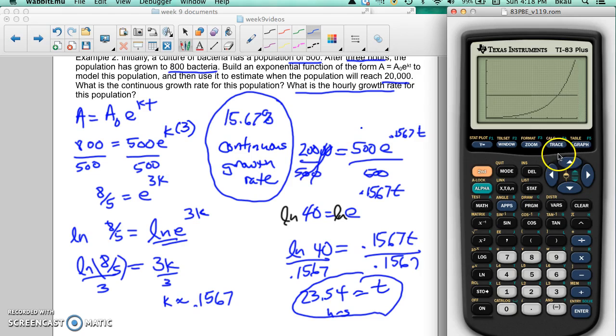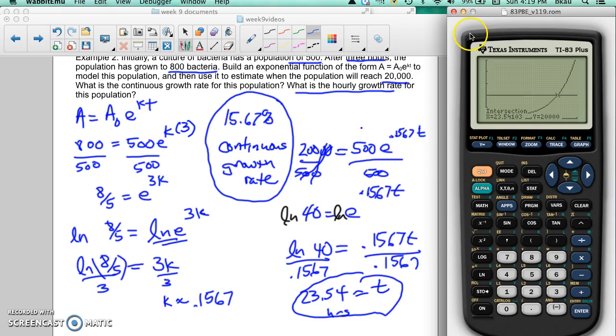All right, it's a little higher up. Okay, now we'll do second calculate the intersection. First curve, second curve. We're going to go out to where we think it's going to be, close to 24 hours. And it gave us exactly the same answer. So very close to the same answer here. So that's how we would find that.